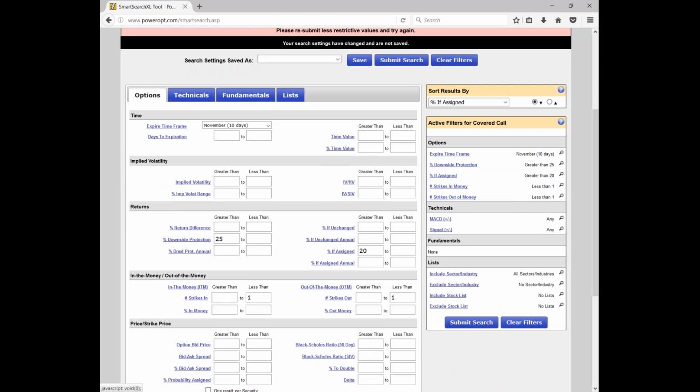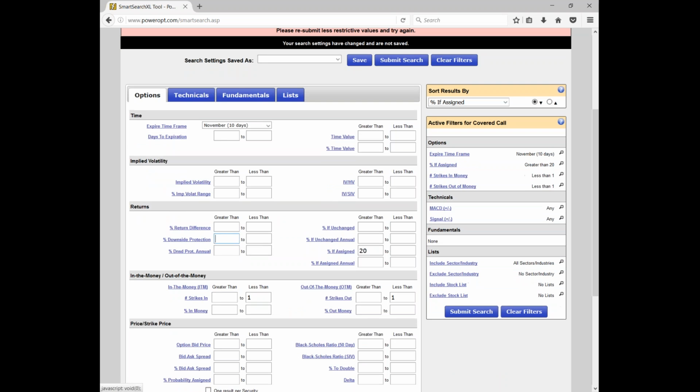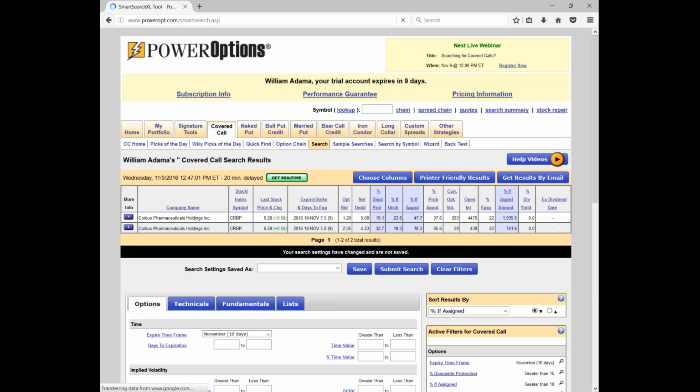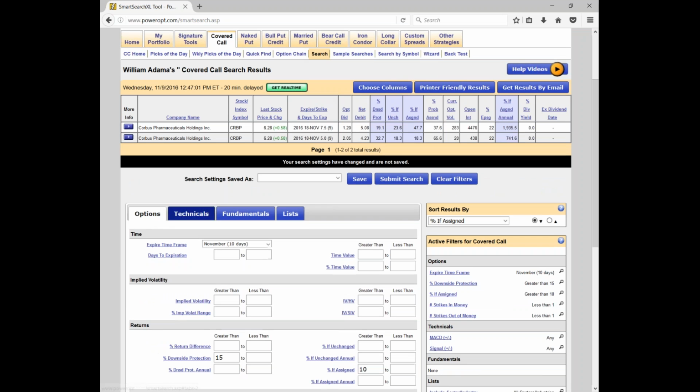Okay, nothing there. I'm going to lower this down. Let's go 15 and 10. There we go. What did we expect? Corbus Pharmaceuticals. Stock's trading at 628. The 750 strike is trading at 508. I'm sorry, 120. My apologies. It's trading at 120. This gives you a 19% downside protection and a 47.7% return if assigned.